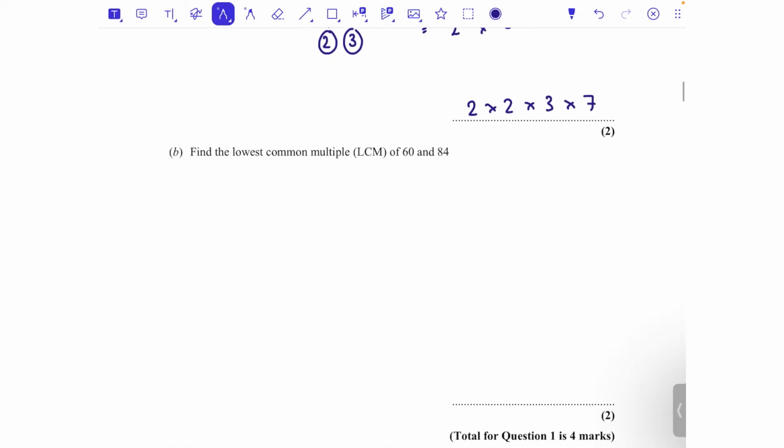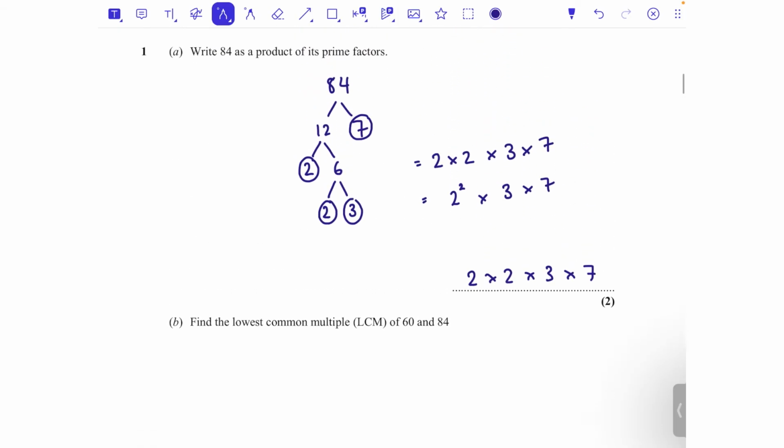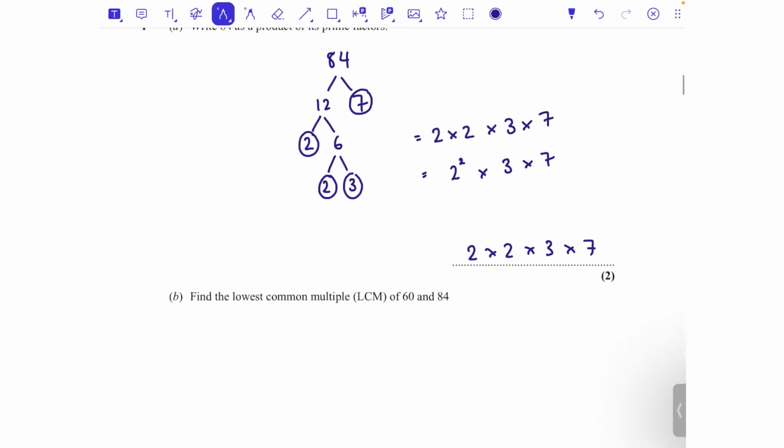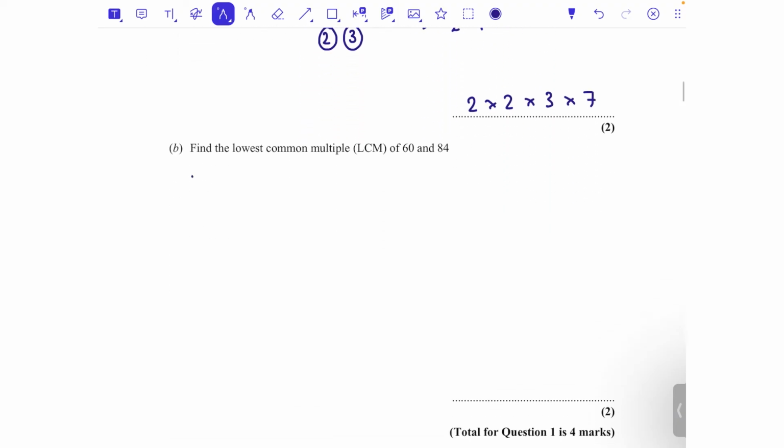Find the lowest common multiple of 60 and 84. Okay, so we've just done the prime factorisation of 84. Now let's do the prime factorisation of 60. So 60 is 6 times 10. Neither of those numbers are prime, so let's go again. 2 times 3 makes 6, and 2 times 5 makes 10. There we go. And so 60 is 2 times 2 times 3 times 5.